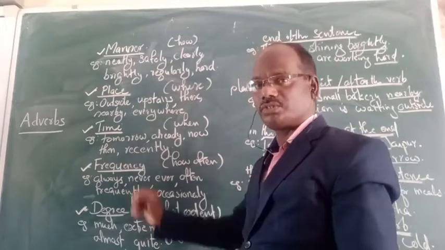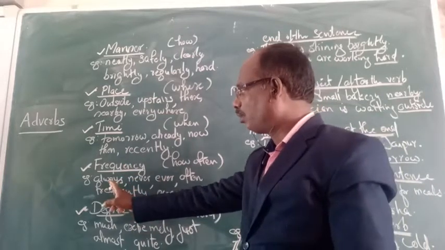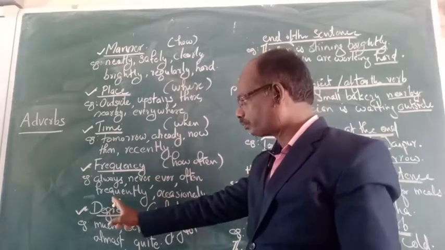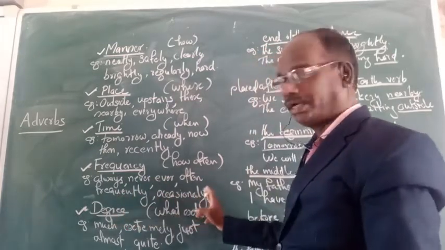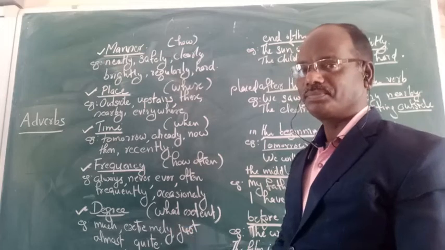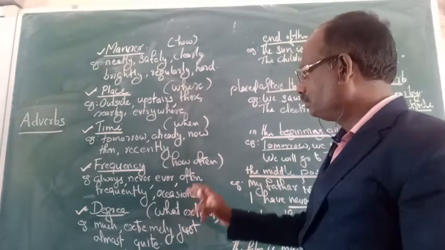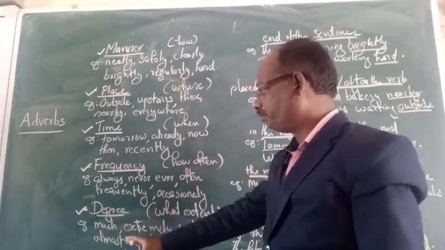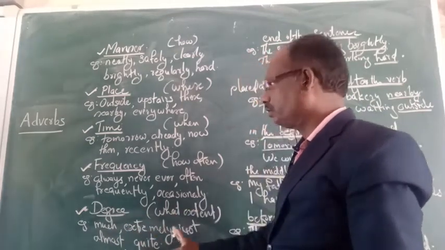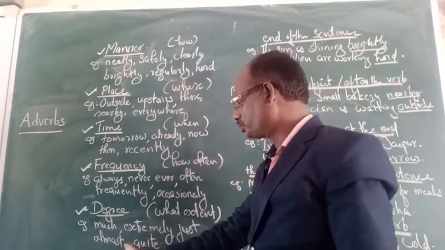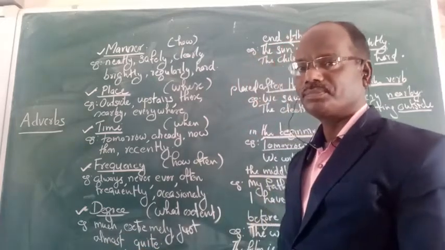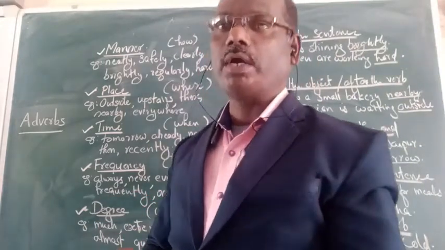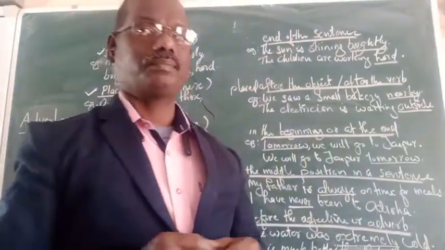Adverb of frequency. Examples are always, never, ever, often, frequently, occasionally, etc. Then the adverb of degree. The examples are much, extremely, just, almost, quite. See, these are the various kinds of adverbs and their examples.